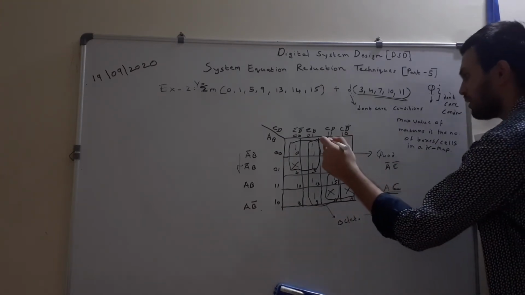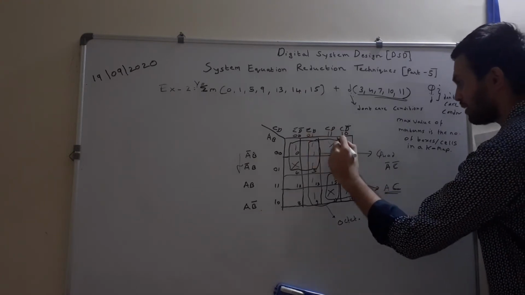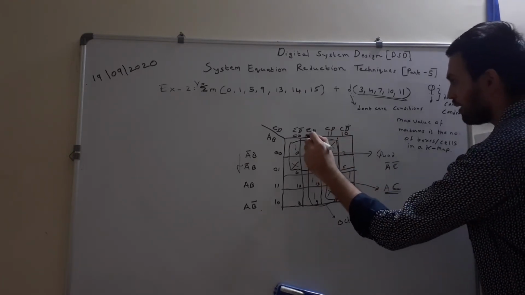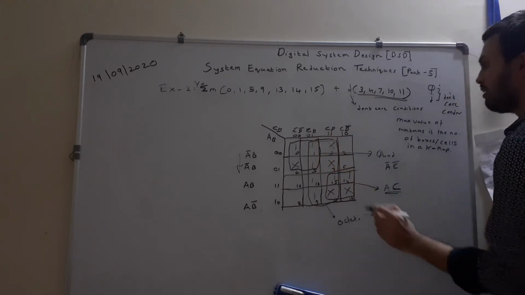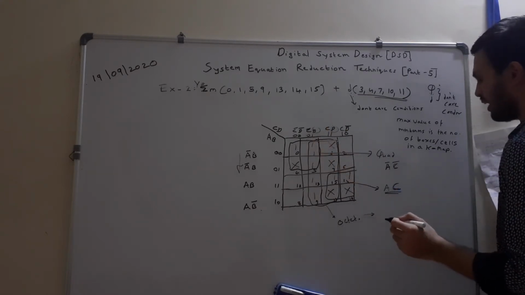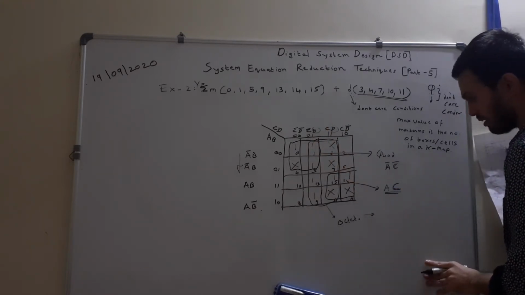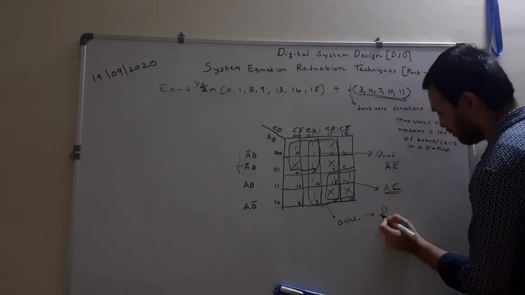Now let us look at its column values. In columns, for this particular octet, we have to look at these two cells, that is C bar D and C D bar. Observe here D remains constant and variable C is changing from C bar to C. So what will be the output of this particular octet? Only D will be the output.